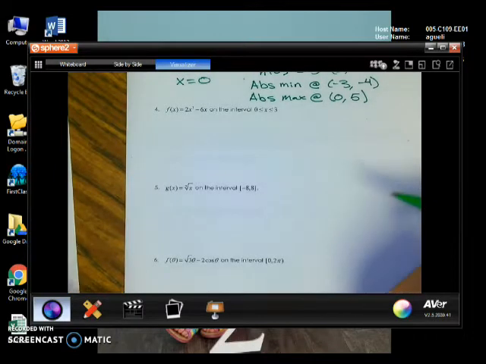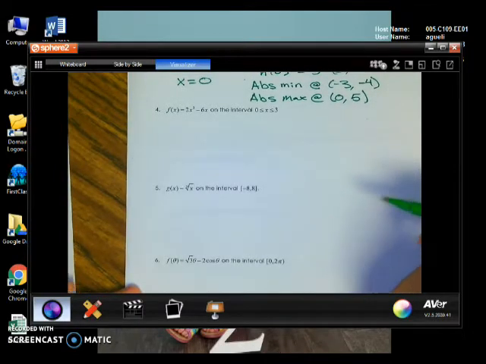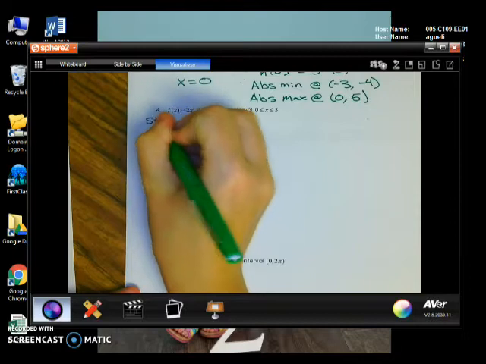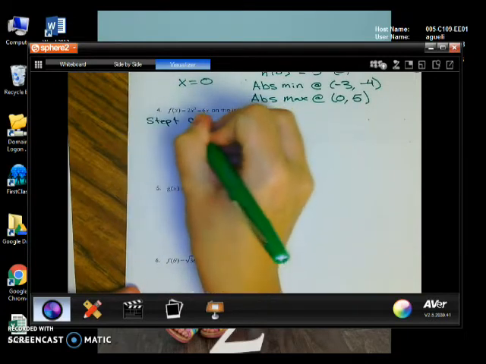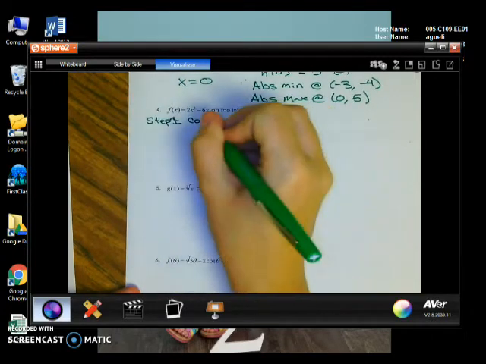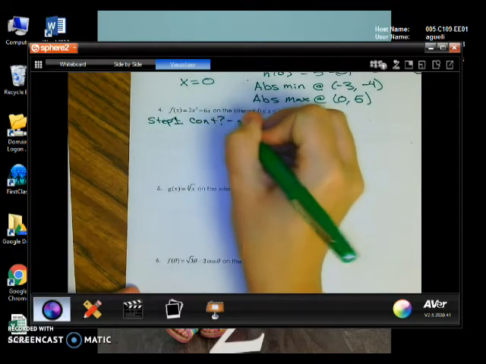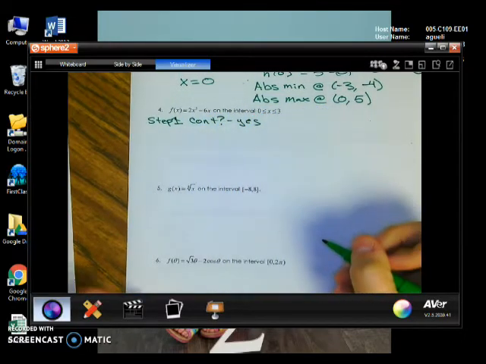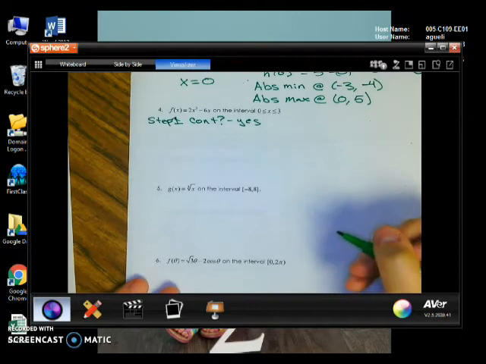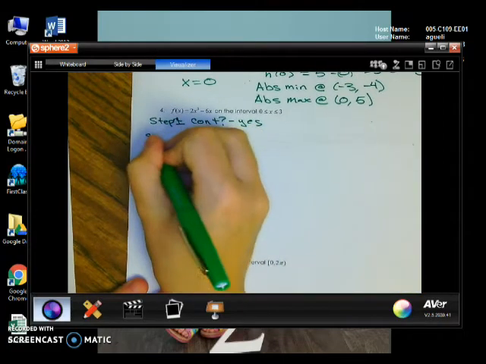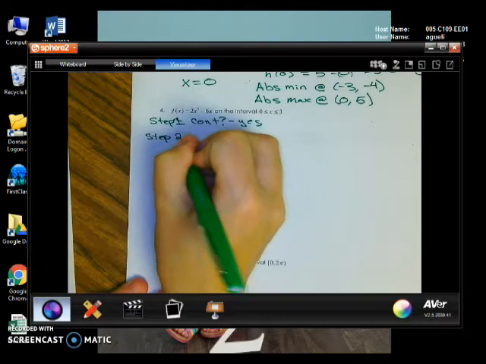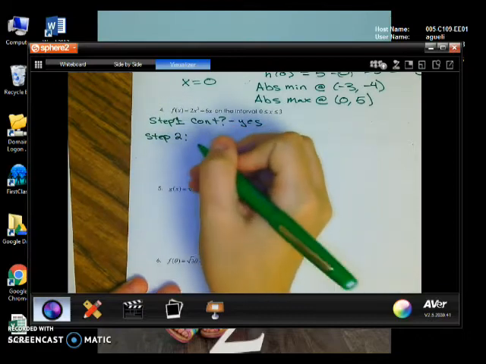Okay, up next in this number 4, again, the first step I want to do is make a conclusion about its continuity. So I say step 1, is it continuous? And I say yes. Okay, and then I'm going to take the derivative. So step 2 is going to be to take the derivative.